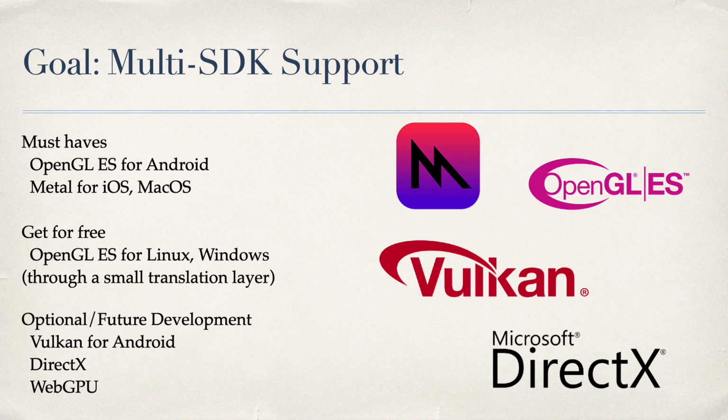So the general goal to start was multi-SDK support. So we're always going to have to support more than one rendering SDK is the idea. OpenGL ES for Android going into the future, even though there is Vulkan, you're probably still going to have to support OpenGL ES for Linux and Windows through this translation layer and all sorts of other good stuff. You can't really take that away. So you're going to have to support that and Metal and whatever else gets added in the future. Yeah, Vulkan, DirectX, WebGPU, whatever else. So it really needs to be abstracted, but also still fast.